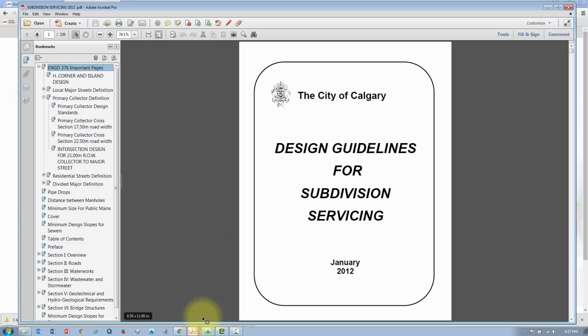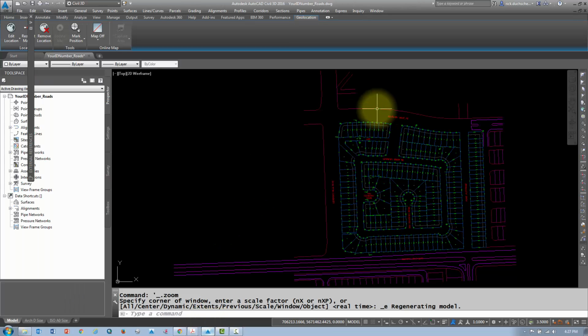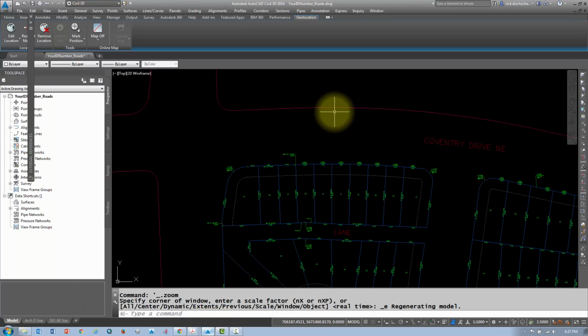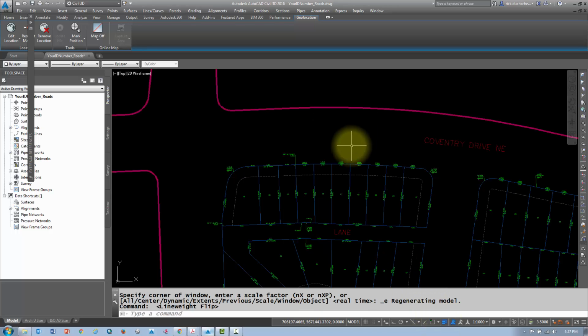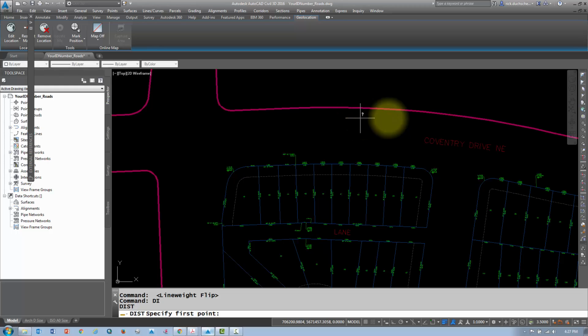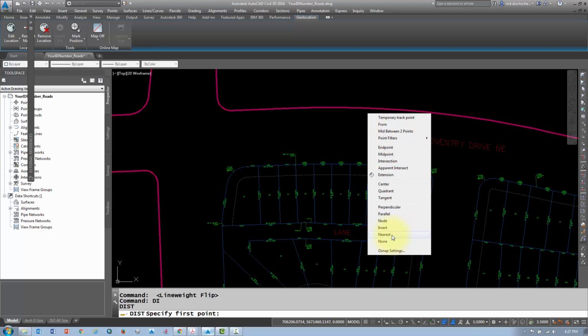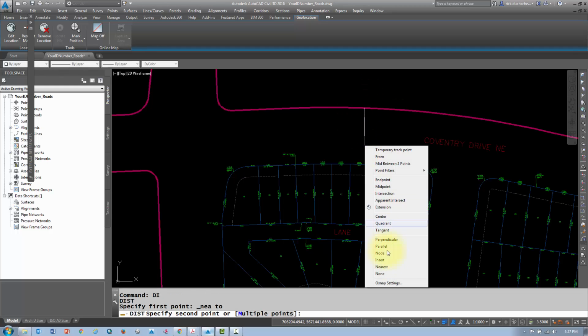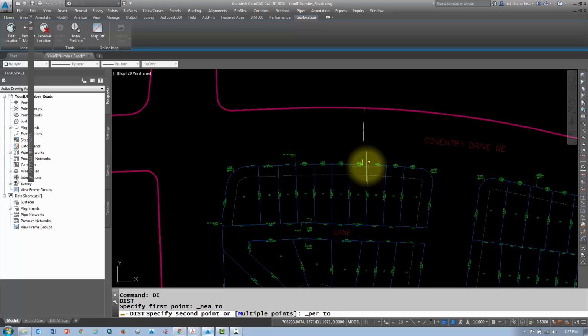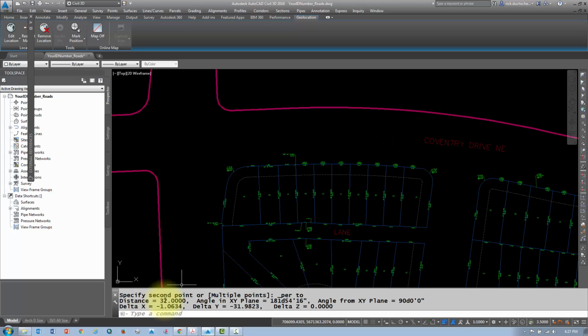So first thing we'll have to determine is the distance between the property lines. So the property line goes from one side of the street to the other side of the street. All right, so we'll have to measure that distance. So I'll just do a quick distance measurement. Make sure it's perpendicular so you're getting the accurate number. So in this case, it says that that distance between property lines is 32 meters.